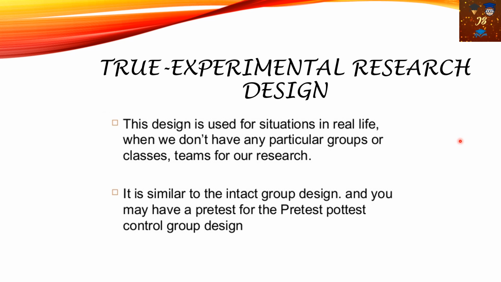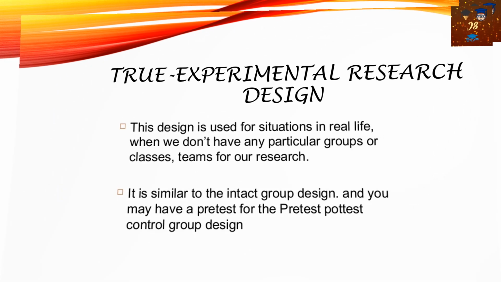So this type of research design is called the true experimental research design. It is similar to the intact group design, and you may have a pretest for the pretest post-test control group design. That means if we are going to apply some drug to some person, and we want to know the effect of the drug on that person, we have to take the physical parameters before and after applying the drug, and then we can compare after the post-test, as in the post-test control group design. So this is the true experimental research design.